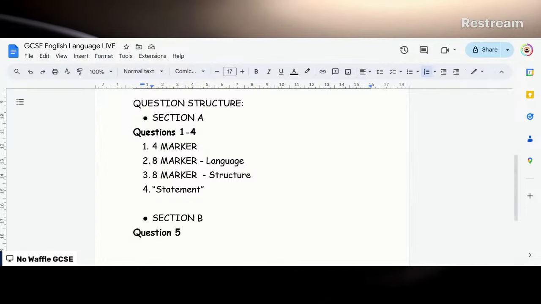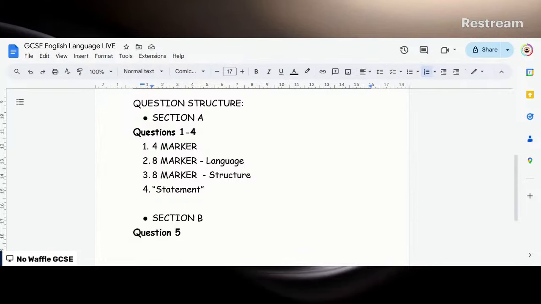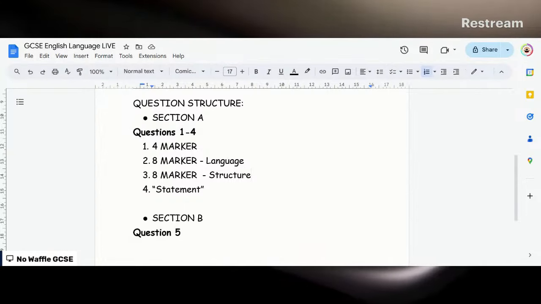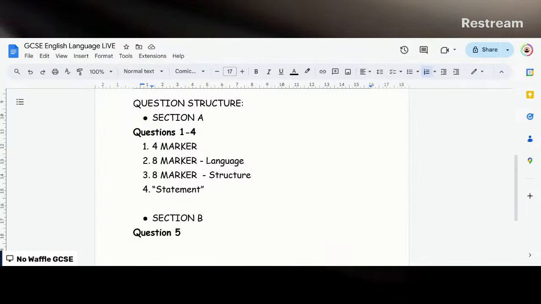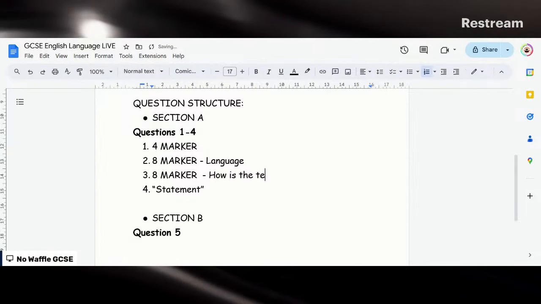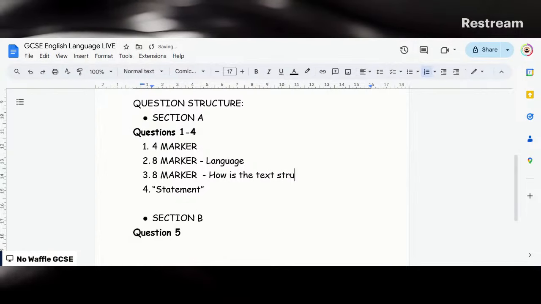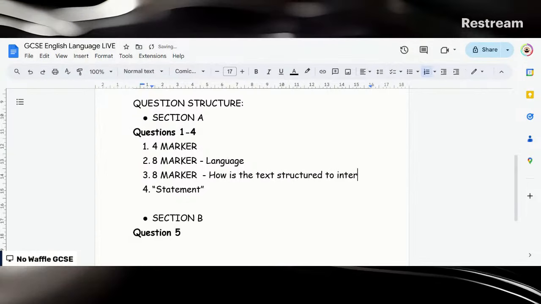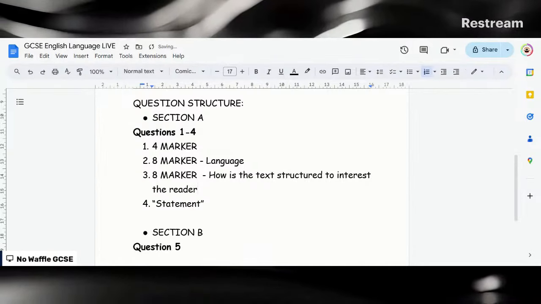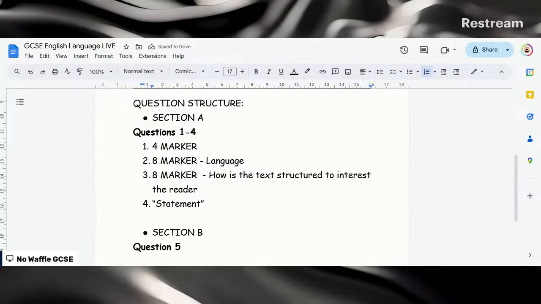Okay, so this is just an overview of the question types. And then you have your 8 marker, which is on structure. So the structure of the text. How is the text structured to interest you? It's always the same question. To interest the reader, we'll say. And then you want to talk about kind of common things, and we'll speak about that.